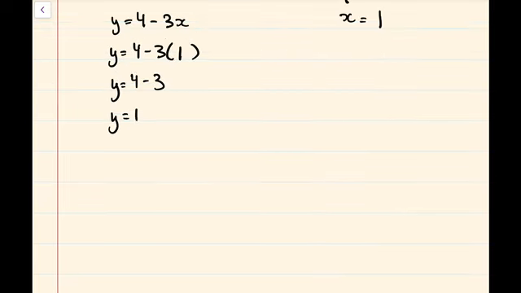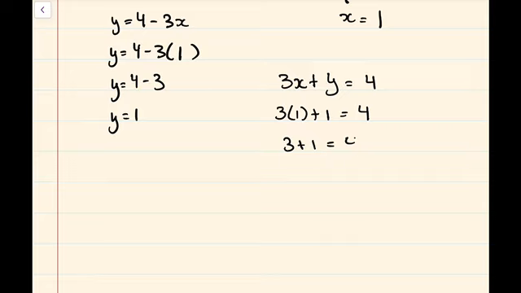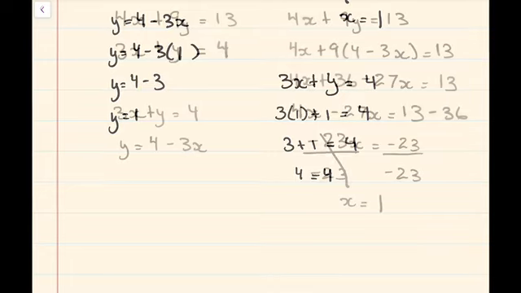So let's just use our first equation, which we found, which was 3x plus y is equal to 4. And x is equal to 1, and y is also equal to 1. And 3 times 1 is 3, plus 1 is equal to 4. So 4 is equal to 4. The answer checks out. Good. Move on to the next one.